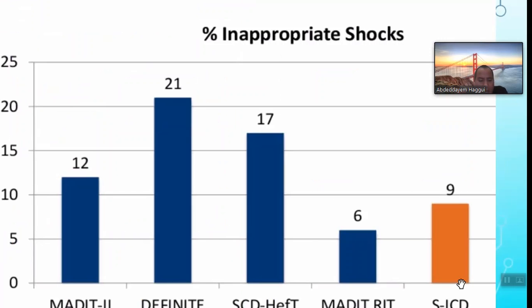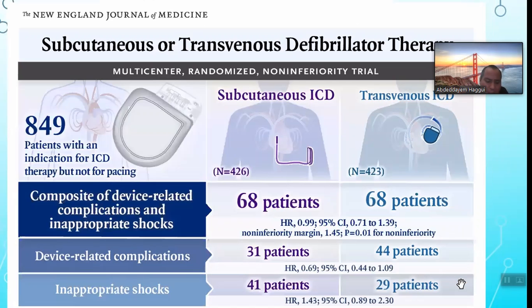The first meta-analysis pooling data from EFFORTLESS and the other major clinical trials with ICD, such as MADIT-II, DEFINITE, SCD-HeFT, and MADIT-RIT, specially designed to reduce inappropriate shocks by prolonging detection and using a higher frequency of detection, has shown that inappropriate shocks were not significantly different. Now we will go to the most recent clinical trial.